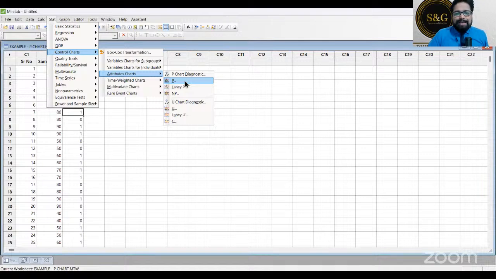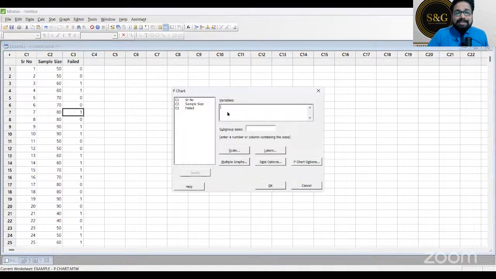Click on P. The variable here is failed data. In subgroup size, just type sample size. Just double click on sample size. Everybody, in the variable, type failed, and in the subgroup size, type sample size and say okay.